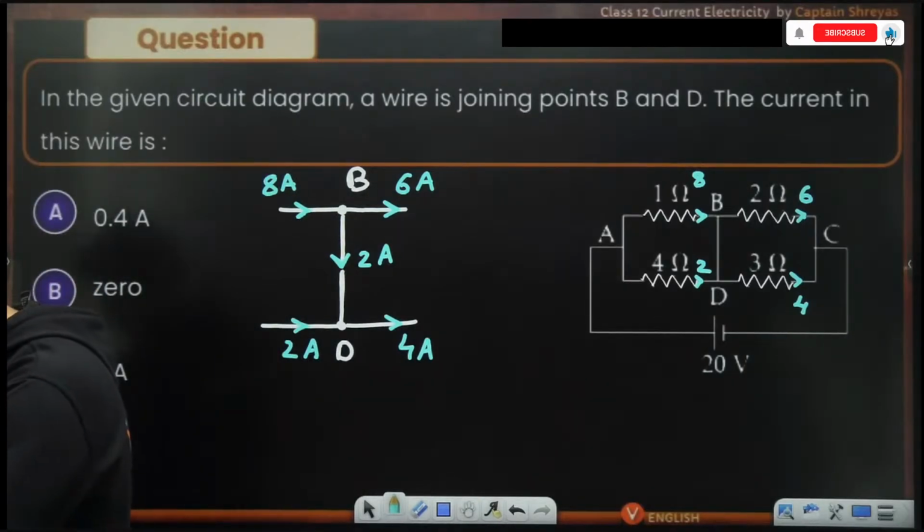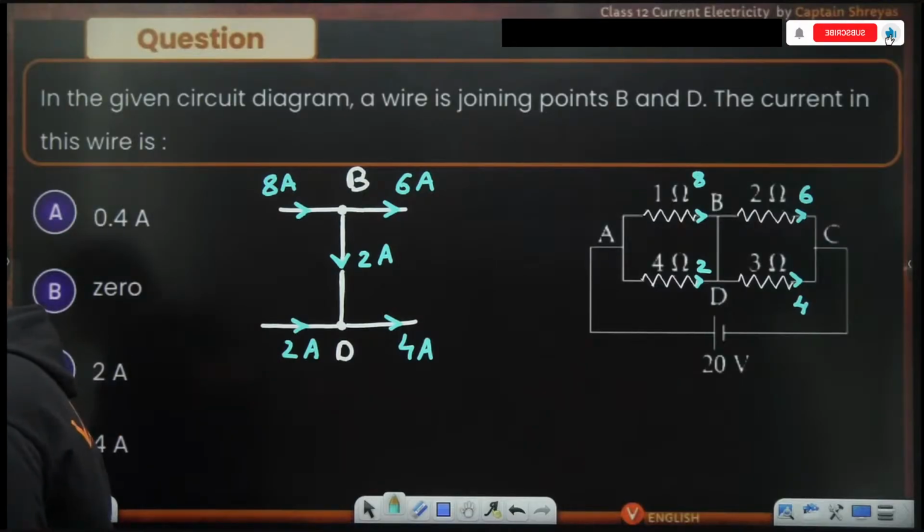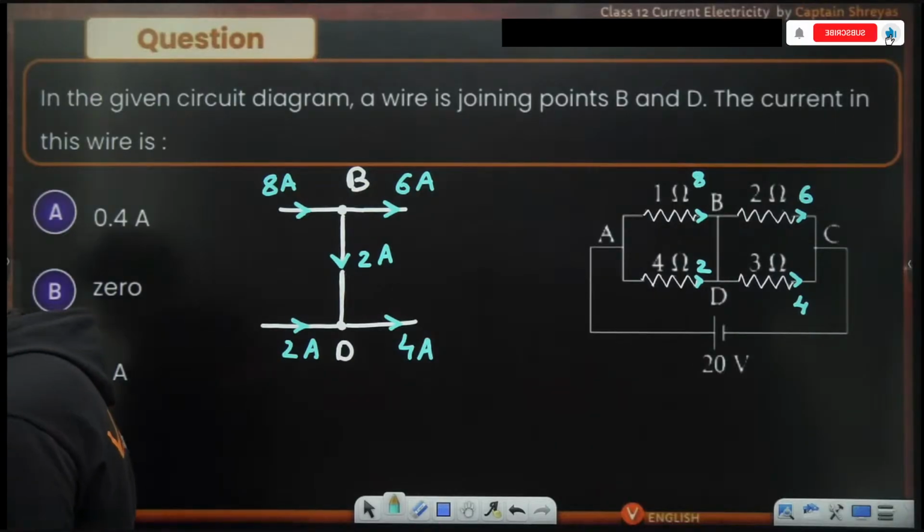Got it, Rama? Punit, good question. Kevin, what is the trick? Thank you so much, Soldy. Oh my God, what a name. Great. Simple and clear.